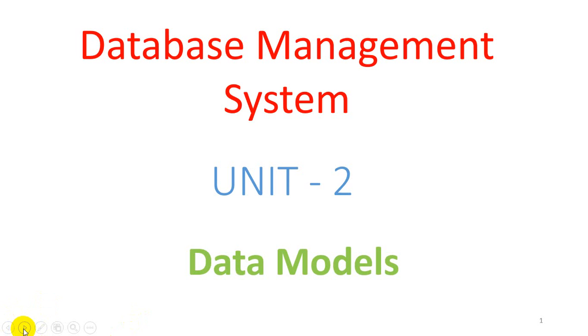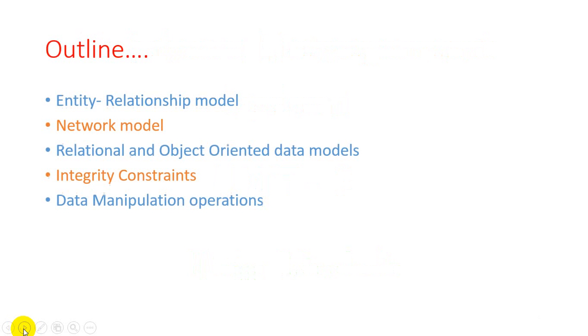It is known as data models. Before we start Unit number 2, I will explain what the different data models are and what their importance is. There are different types of data models, like the entity relationship model, network model, relational model and object oriented data model. These are the 4 types of data model we will study in this Unit number 2. And later on we will go through 2 different topics known as integrity constraints and data manipulation operations.